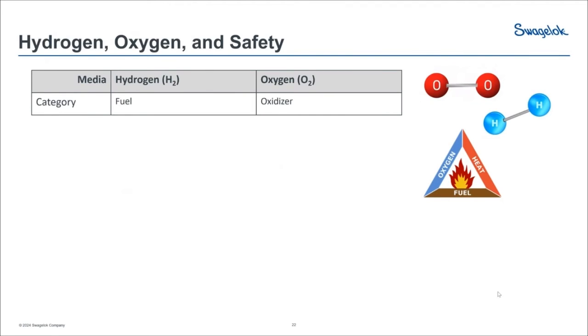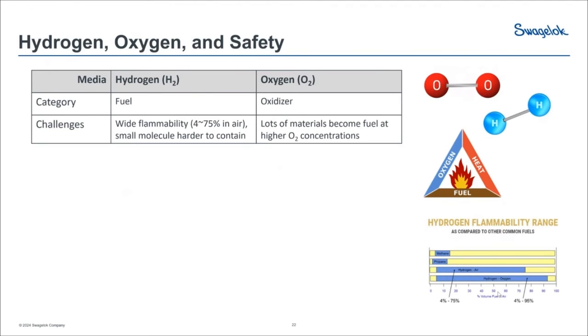The spirit of any good gas distribution system is to avoid the presence of all three legs of the fire triangle. And in this case, hydrogen is a fuel on that leg, and oxygen, no surprise, is an oxidizer. You see, hydrogen is a problem because it has a wide flammability range in air. It's also a small molecule, so it is hard to contain. On the flip side, oxygen, especially at high pressures and high concentrations, can make a lot of things that you don't conventionally think of as a fuel into a fuel. And in the case of gas distribution, that means things like stainless steels that are conventionally used.